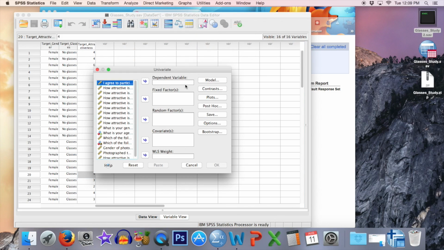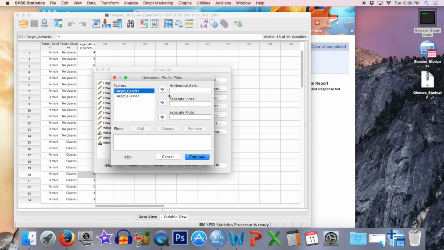Now you're going to put your dependent variable in the dependent variable box. And here, that's the last one, how attractive is the person, is the target. And then you're going to put your 2 independent variables in the fixed factors box. For me, that's the gender of the photograph target and whether the photograph target was wearing glasses or not. And then you're going to do a few little things in here. One is you'll do a plots, which is a line graph. And you can just pop 1 variable into the horizontal axis and the other variable into the separate lines and click Add. And I like to do the other version just in case. So in this case, I'm going to switch which one's the horizontal axis and the separate line, and also hit Add.